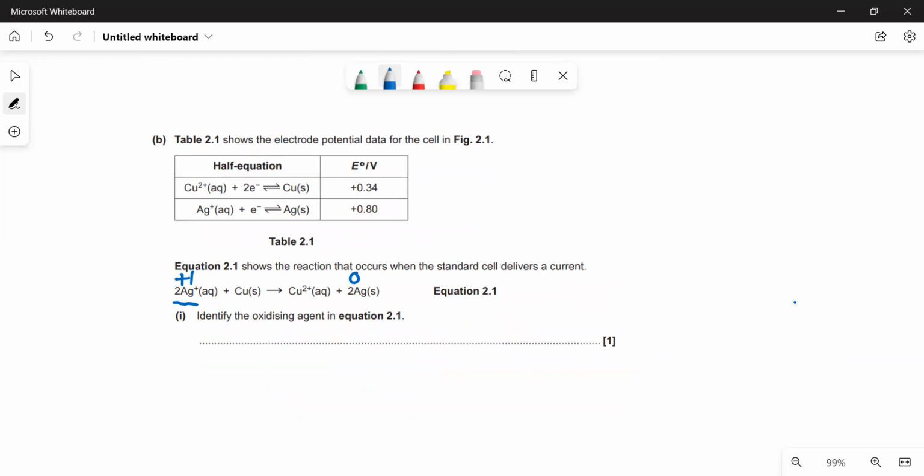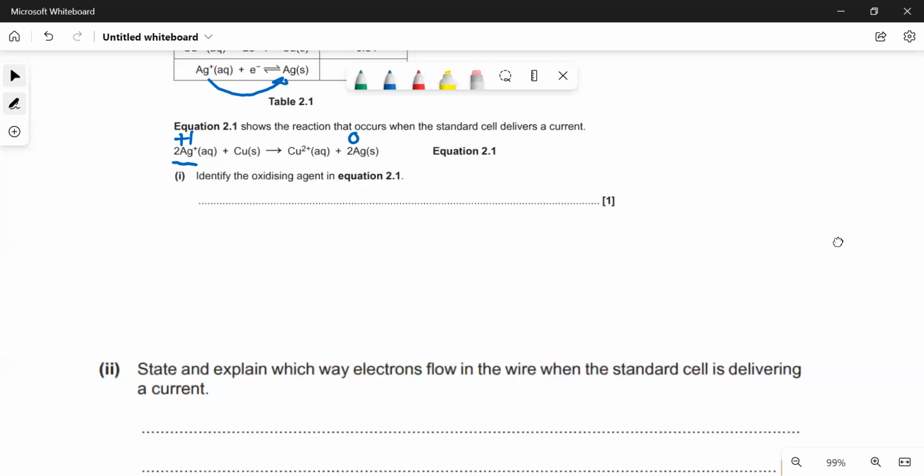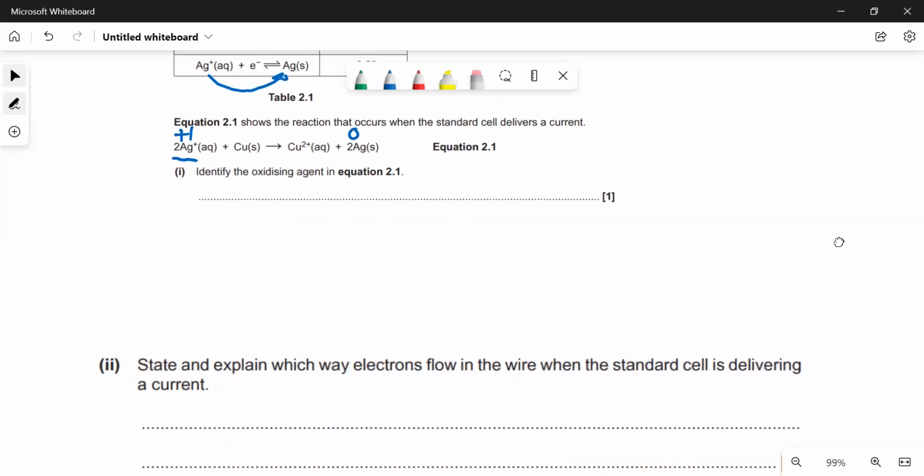The other way of looking at it is, well, let's have a look. What happens here is the silver reaction goes forward, so it's taking in electrons, and it's going to remove the electrons from the copper. It's going to make that reaction go backwards. So it's taking electrons away from the copper, so it is oxidizing the copper. But you don't have to explain it, you just need to identify it. Ag+ is the answer.